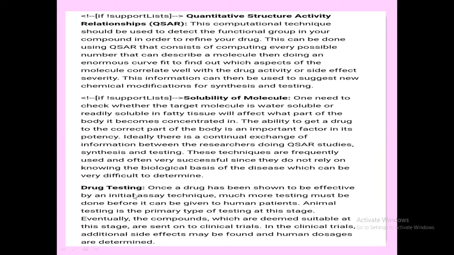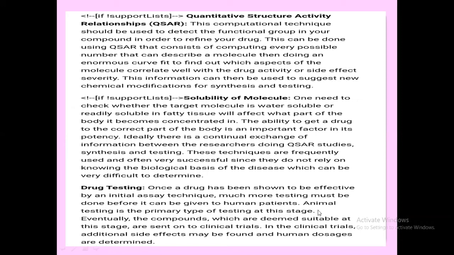So if you are testing the effectiveness of a drug using some assay techniques, first you are doing it in an animal system, that is a preclinical assay. After that you have to come for human clinical assay. So much more testing must be done before it can be given to a human patient. Animal testing is the primary type of testing at this stage, because first you are going to check the effectiveness of the drug, the efficacy of the drug, in the animal system first. You are not going to check it directly in human patients. First you have to check it in animal system.